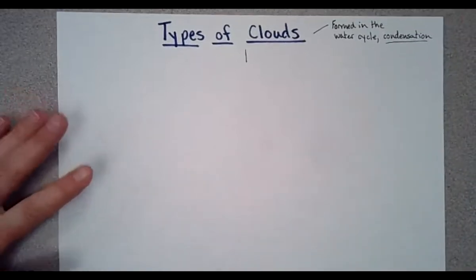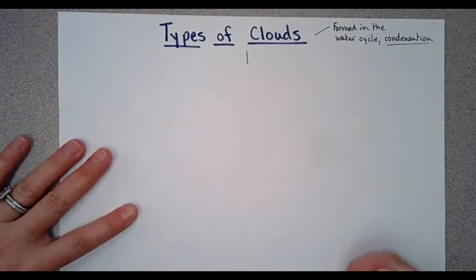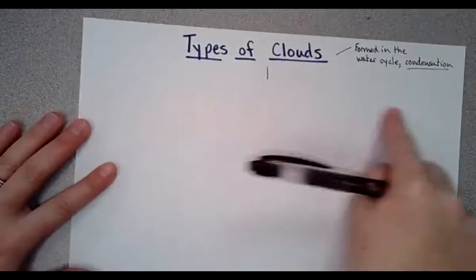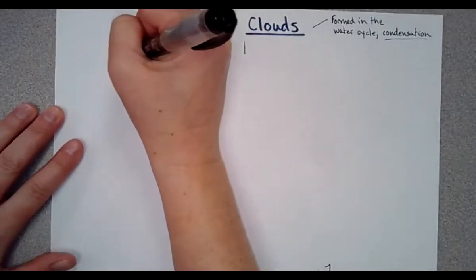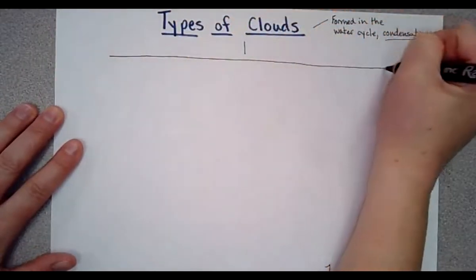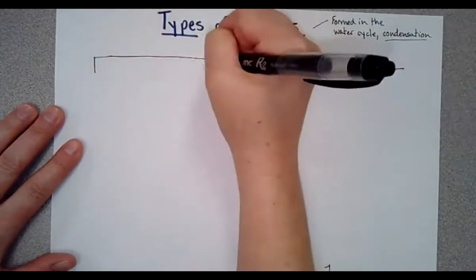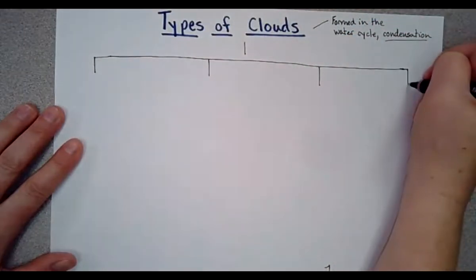All right, so we're going to talk about 4 different types, and then we're going to do plus 1. We're going to do one more down here. But we're going to talk about the 4 main types, and then add one down here. So you're going to go ahead and draw a line here, and we're going to do 4 different types of clouds. So we're going to go 1, 2, 3, and 4.